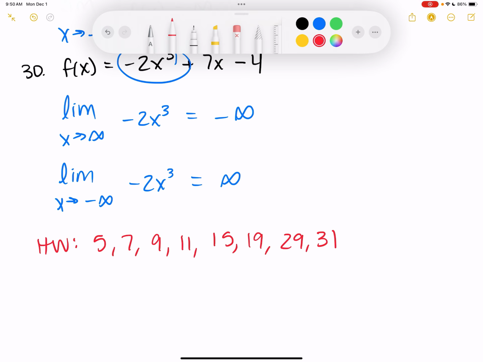May I go pee? Yes, because it looks like you're about to die. I was trying to hold it.